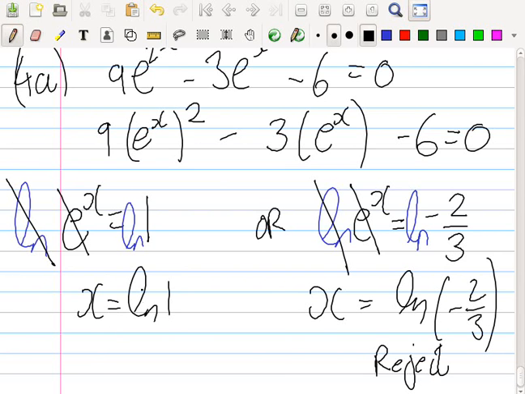Now, if you take out your calculator, natural log of 1, 0. So in fact, this only has one answer. The other answer you have to reject.